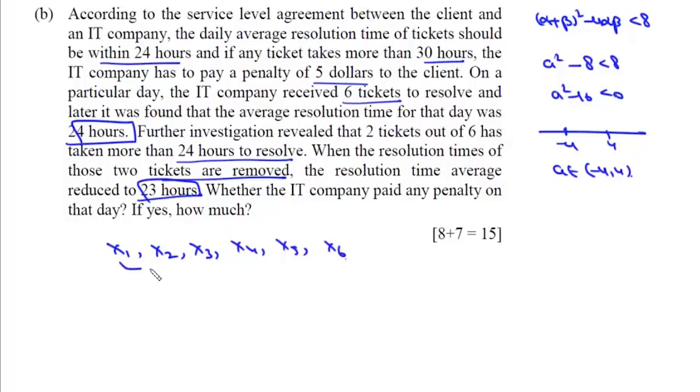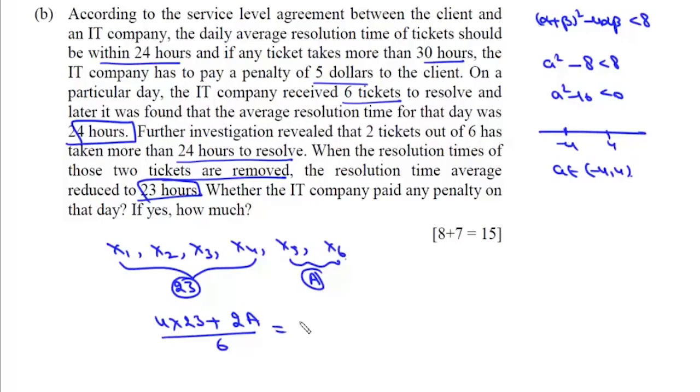Now, we'll divide this data in 2 sets, set of 4 and set of these 2. For these 4, average is 23, and for these 2, let the average be A. So we can write average of this group as (4 into 23 plus 2 into A) upon 6, and it is equal to 24. So from here we can write 2A will be equal to 144 minus 92, which is 52. That means value of x5 plus x6 is equal to 52.